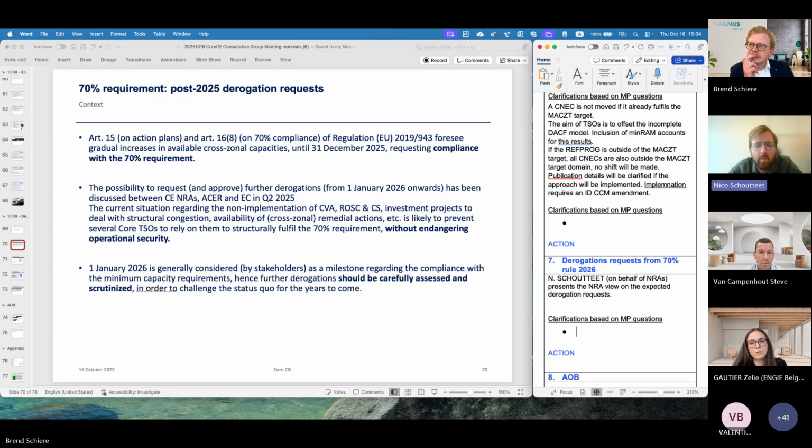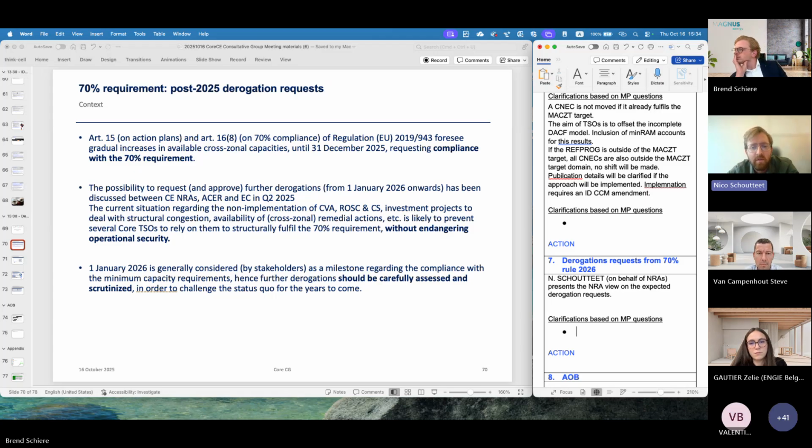So in a number of member states between 2020 and the end of this year, action plans have been implemented, have been enforced, in the sense that these have increased the available cross-zonal capacities following a linear trajectory from whatever the starting point was until 70% compliance expected to be achieved by the end of this year. I'm saying expected to be achieved. That is because Article 15 only allows for these action plans to be implemented until the end of this year. And so from the 1st of January 2026 onwards, these can no longer be applied. So that's a clear legal provision.